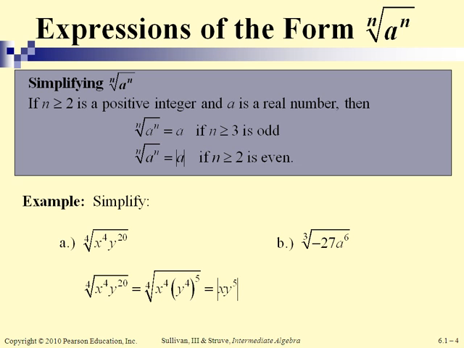For example, for this one, what is the index? 4, right? The radicand is what? x to the power 4, y to the power 20. So you try to find out what is the fourth root of x to the power 4 and y to the power 20.